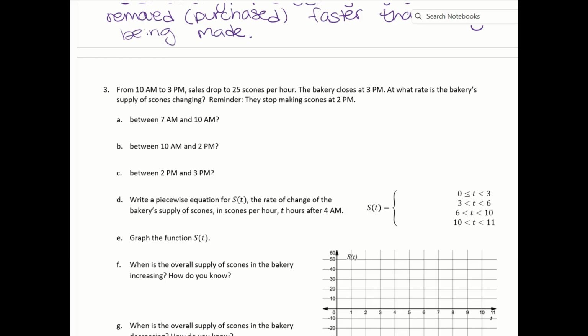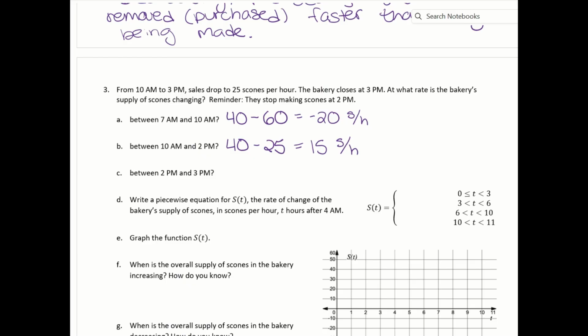So between 7 and 10 a.m., let's talk about the rate. The rate is going to be 40 scones per hour, but then they're being removed at a rate of 60 scones per hour. So the rate is negative 20 scones per hour. I'm going to call that S per H because I'm being a little lazy. Then between 10 a.m. and 2 p.m., they're still making scones. So they're still being added at 40 scones per hour. But this time they're only being purchased at a rate of 25 scones per hour. So now positive 15 scones per hour.